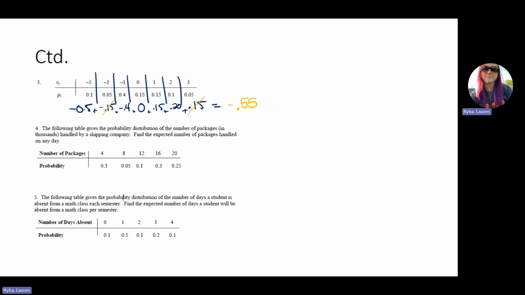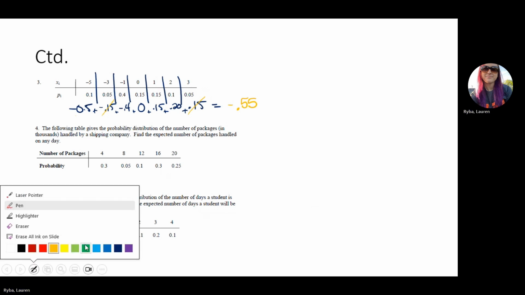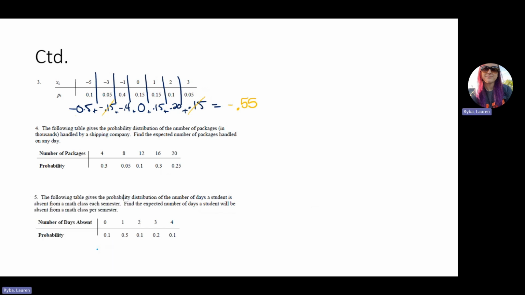Makes a little more sense when we get into practical problems here. It says the following table gives the probability distribution of the number of packages in thousands handled by a shipping company. Find the expected number of packages handled on any given day.